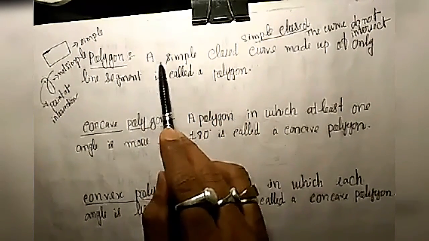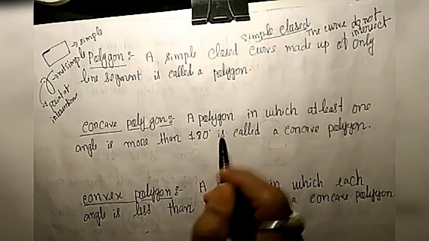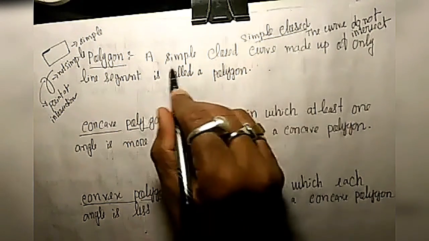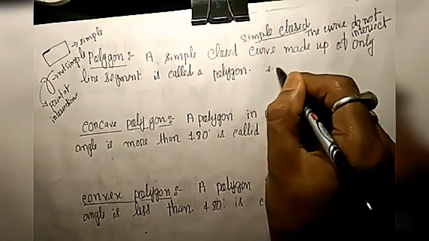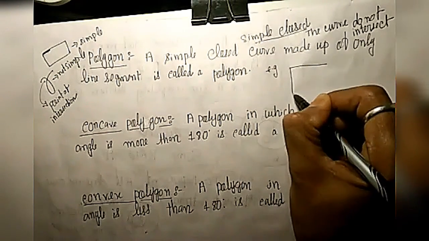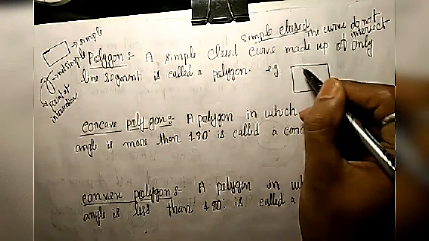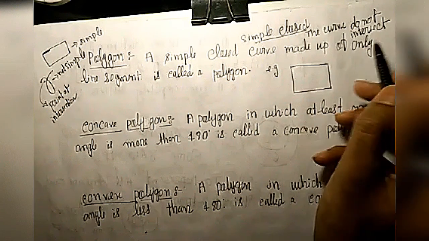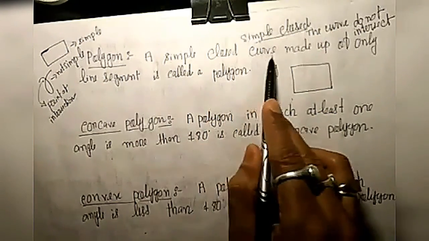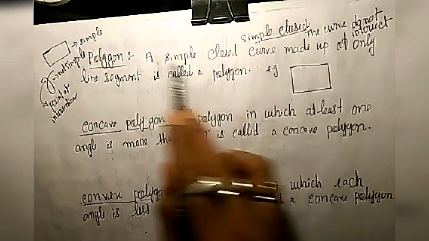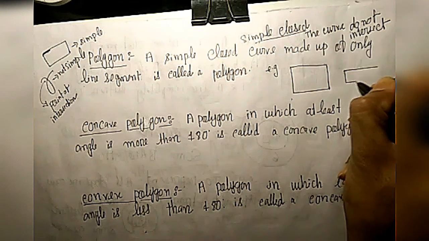A simple closed curve made up of only line segments is called a polygon. So it should be simple and closed, made up of line segments. For example, in this case it is a closed figure made up of line segments, and it is also simple because the figure does not have any intersecting point. So a simple closed curve made up of only line segments is known as a polygon.